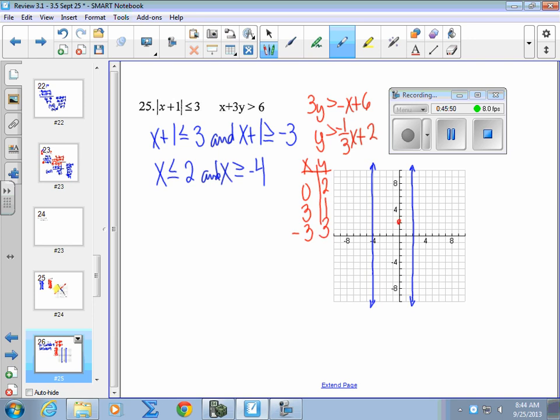0 and 2. We have 3 and 1. And we have negative 3 and 3. Is it dotted or solid? It is dotted. So we're going to say above the line or below the line. Above the line, it's dotted. We're going to shade x is less than 2, so we're shading everything in this direction, and greater than negative 4. So we're shading above the dotted line and inside the two parallel lines. Everybody okay with that?